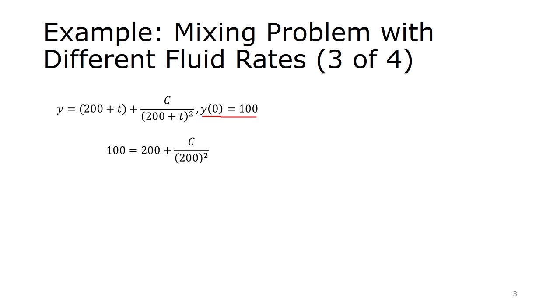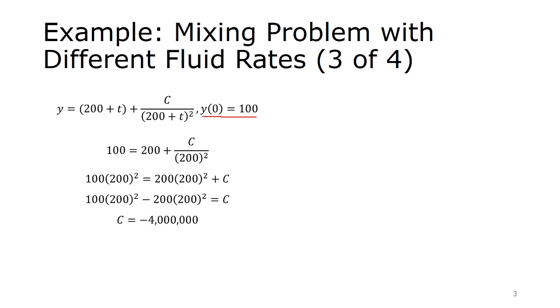Doing so, we've got a bit of algebra to do. We can multiply both sides by 200 squared. We can make that calculation. C is going to be a pretty big number, 100 times 200 squared minus 200 times 200 squared. That works out to negative 4 million. So we'll go ahead and replace that in with our C value in our solution, and our particular solution becomes 200 plus t minus 4 million over 200 plus t squared.